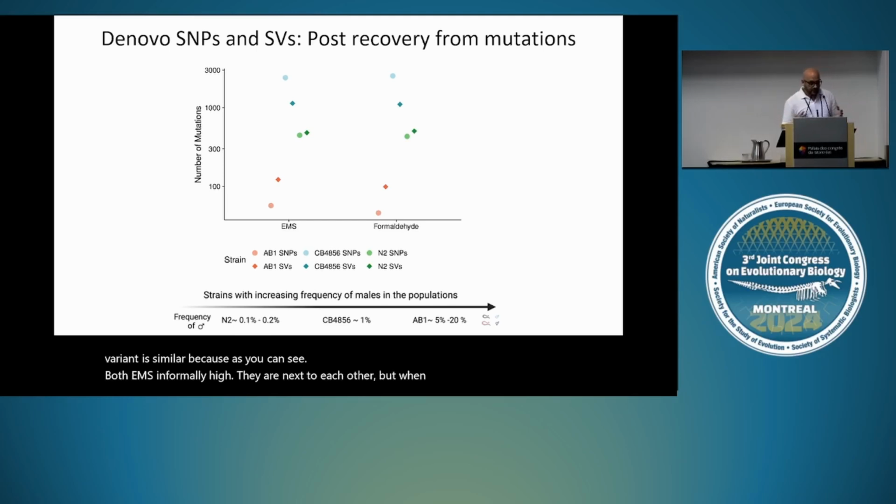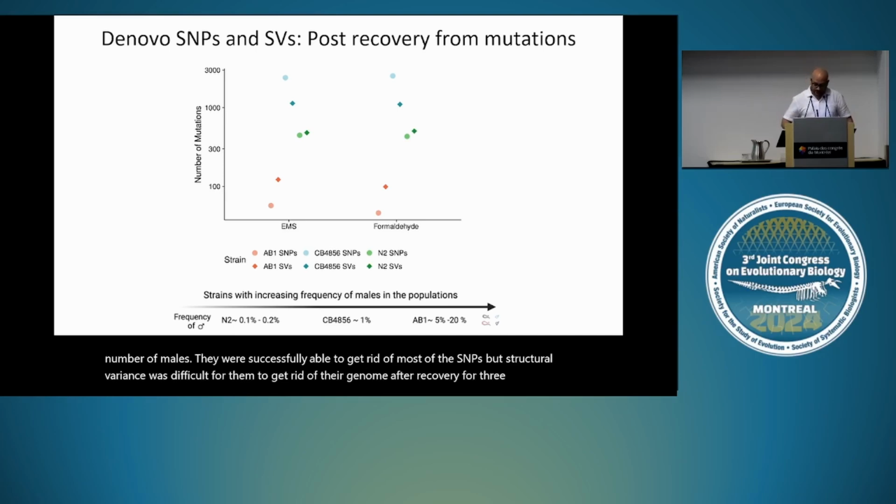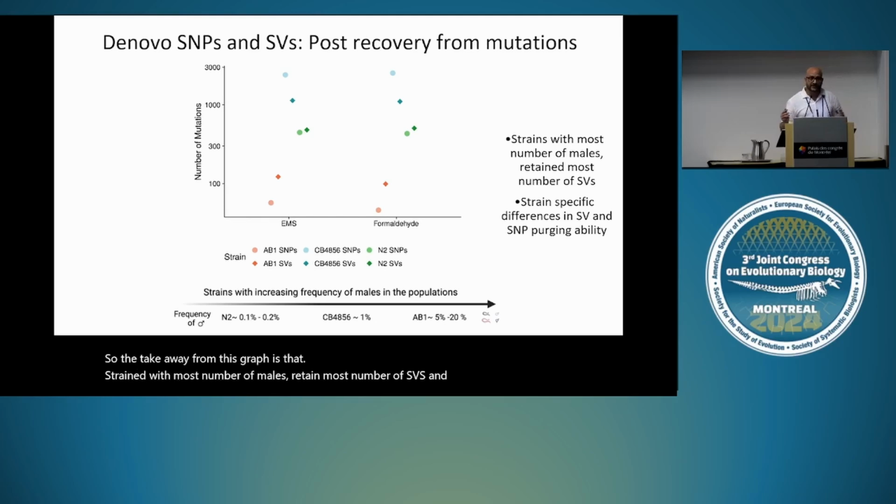But when we went to CB4856, which had 1% male, their efficiency to remove structural variants was better as compared to SNPs, and it was opposite for AB1, the strain that had the maximum number of males. They were successfully able to get rid of most of the SNPs, but structural variants were difficult for them to get rid of from their genome after recovery for 3 generations. So the takeaway from this graph is that the strain with the most males retains the most SVs, and there are strain-specific differences in getting rid of SNPs and structural variants. All the 3 strains dealt differently with structural variants and SNPs.